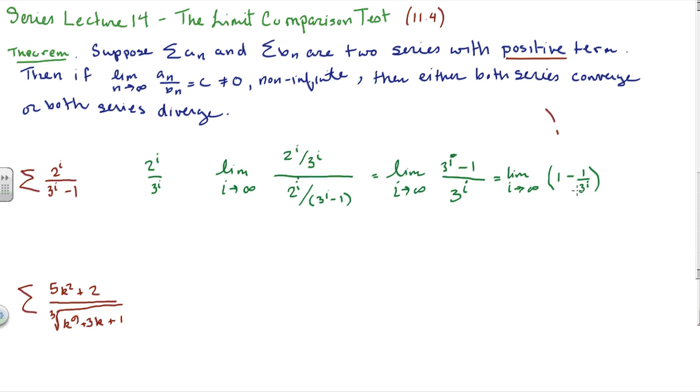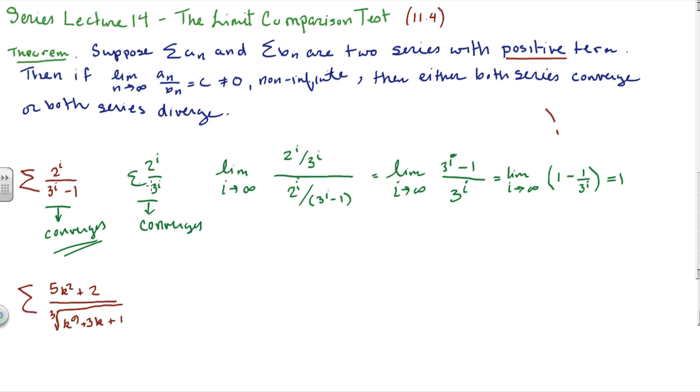And this 1 over 3 to the I goes to 0, so that whole limit is 1. The idea is that limit's not 0, it's not infinite, therefore this series here and this series here, both of these series do exactly the same thing. Since this series converges, this one must also converge.